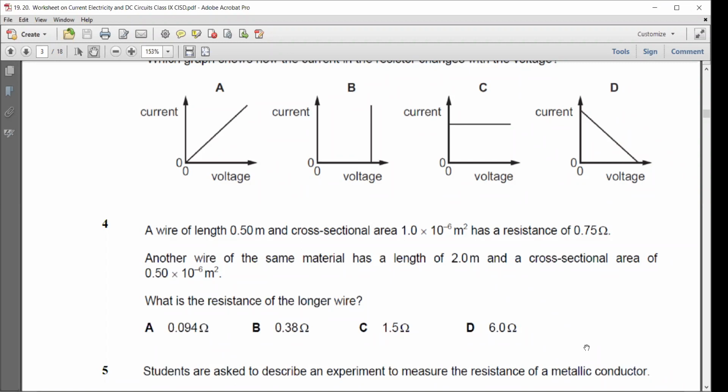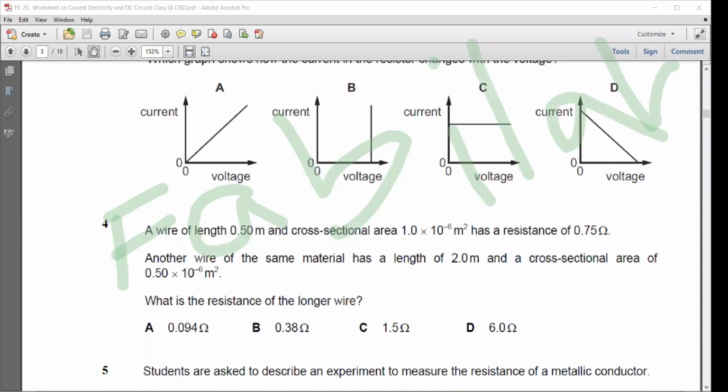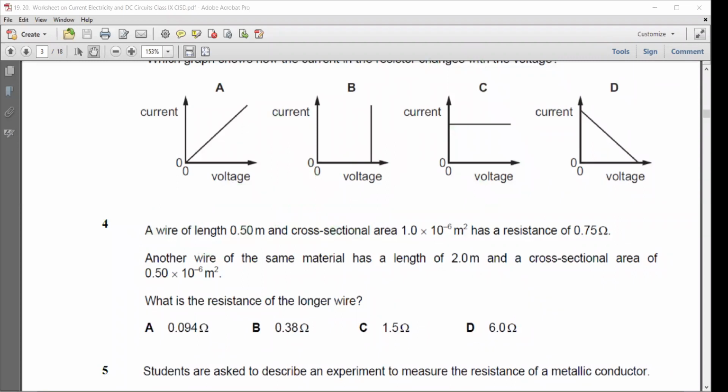Okay. Look, they are asking you what is the resistance of the longer wire. That means the formula we have, you need to know the formula. Those who forgot or still do not know the formula. Who is writing? Please stop it. We are going to the related formula.